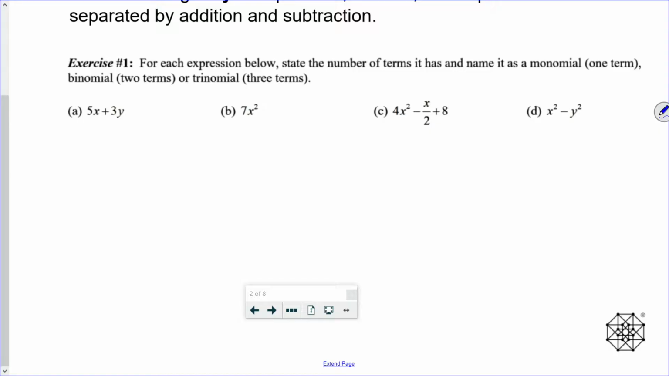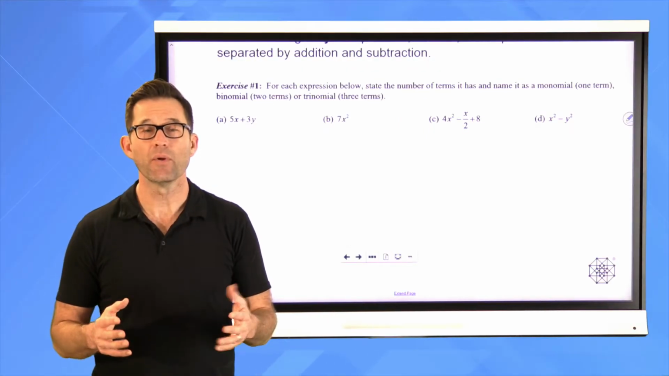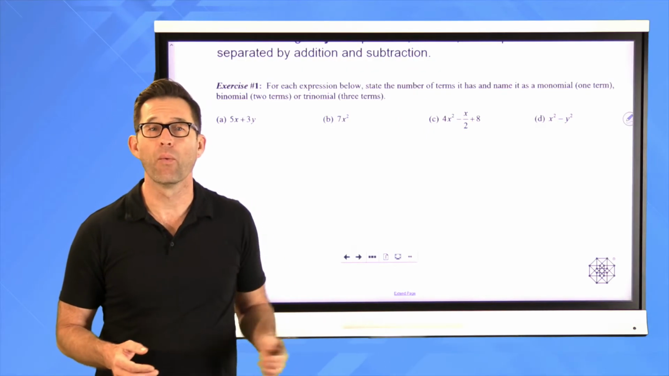Exercise 1. For each expression below, state the number of terms it has and name it as a monomial. A monomial is something with one term, a binomial, which is something with two terms, or a trinomial, something with three terms. All right, this is fairly simple, right? But let's talk about how one would go about doing it.